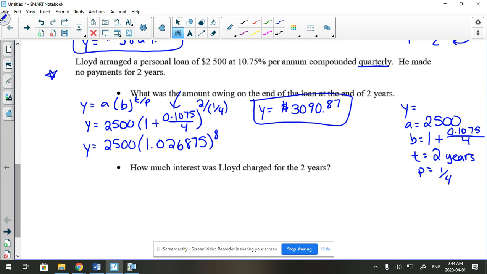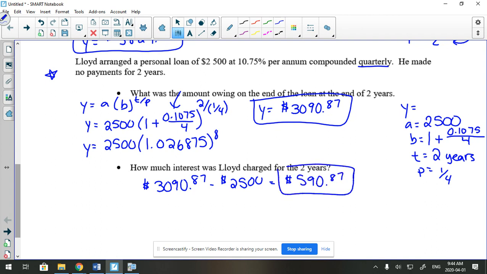The next question says, how much interest was he charged for the 2 years? How much extra did he have to pay? So you're just going to subtract the 2. He ended up paying this much. His original loan was for $2,500. So you can see he ended up paying an extra $590.87 in interest.